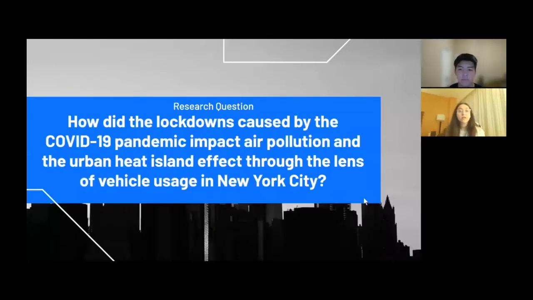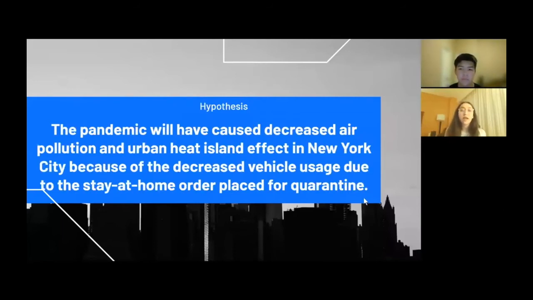So our research question was, how did the lockdowns caused by the COVID-19 pandemic impact air pollution and the urban heat island effect through the lens of vehicle usage in New York City? And we hypothesized that it would have caused decreased air pollution and urban heat island effect in New York City because of the decreased vehicle usage due to the stay-at-home order placed for quarantine.